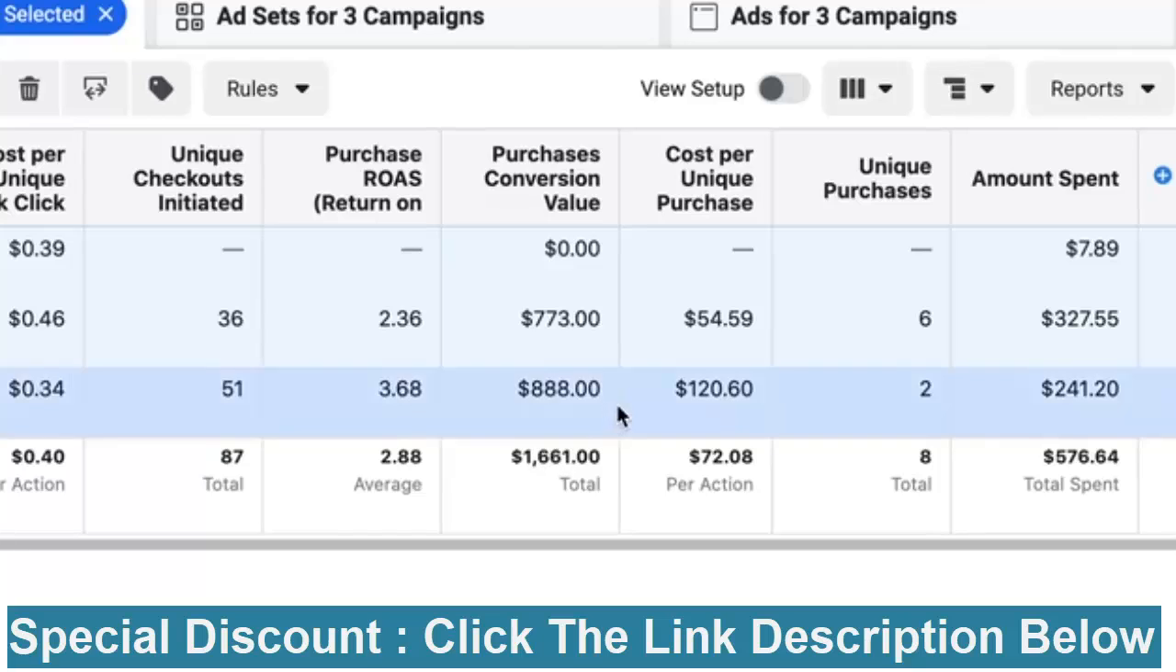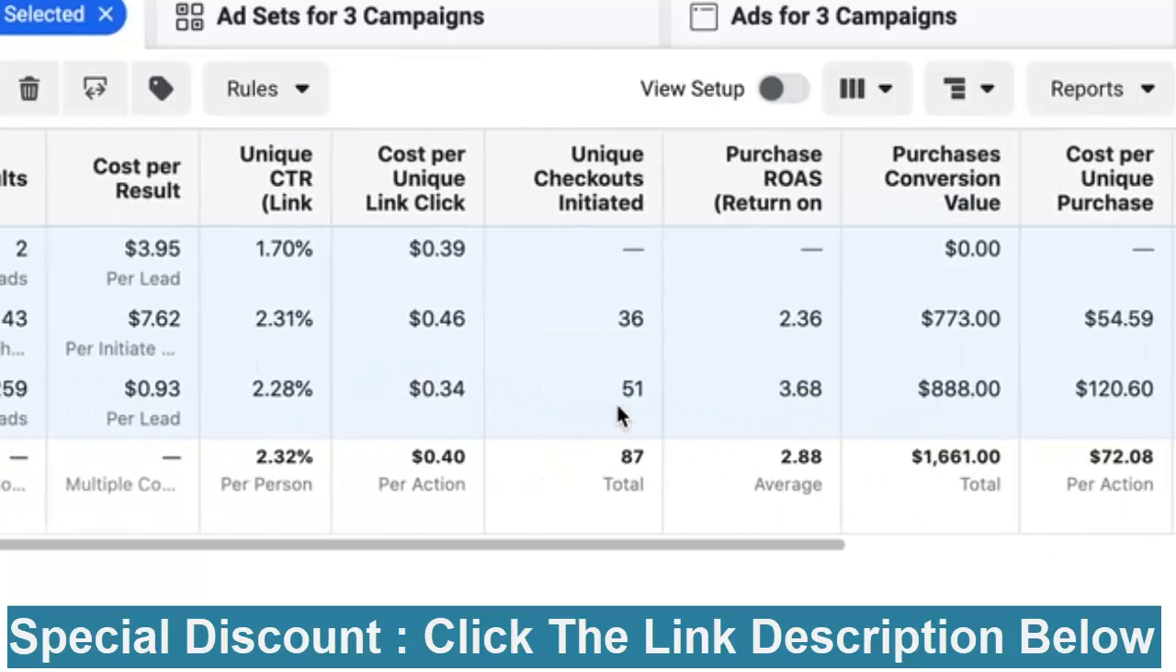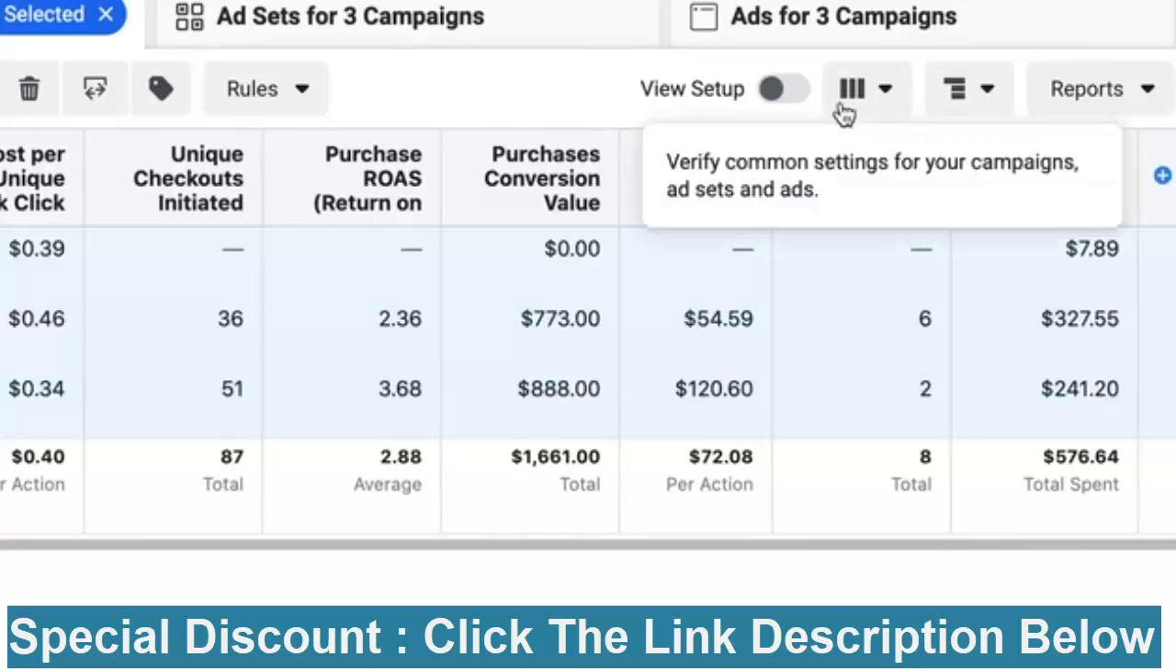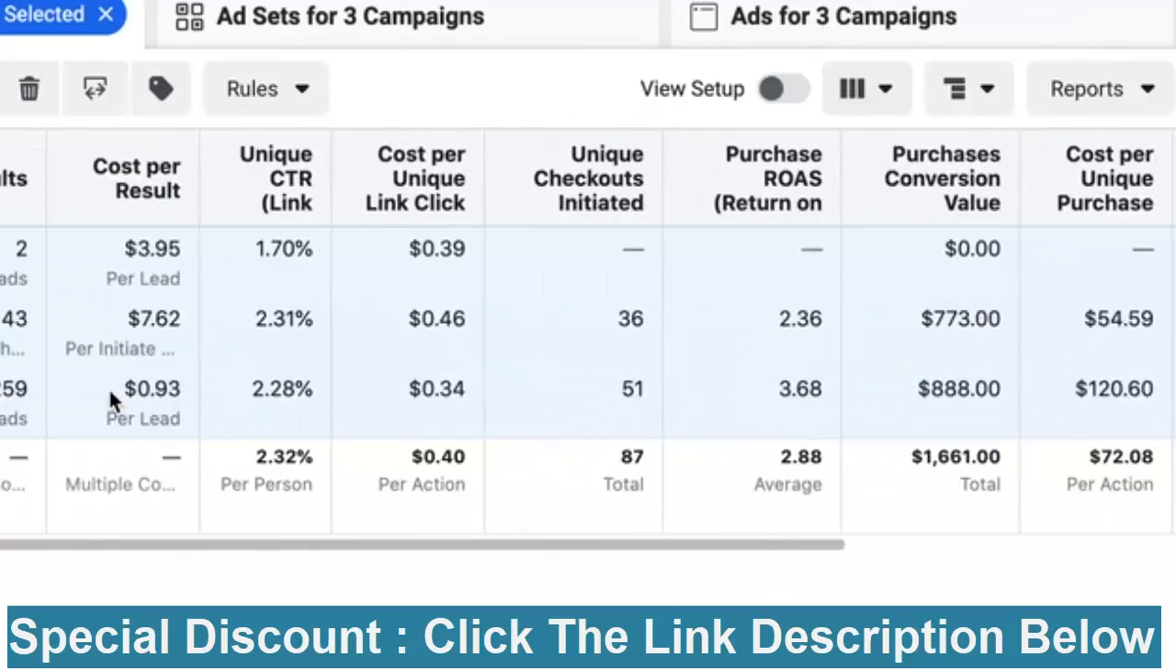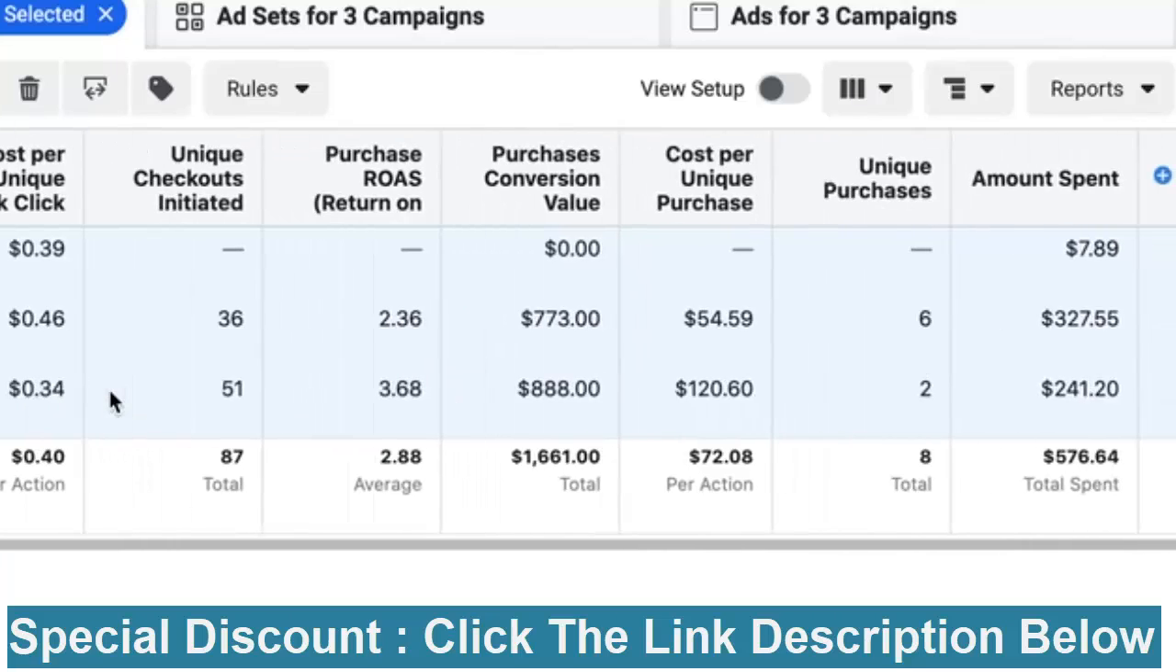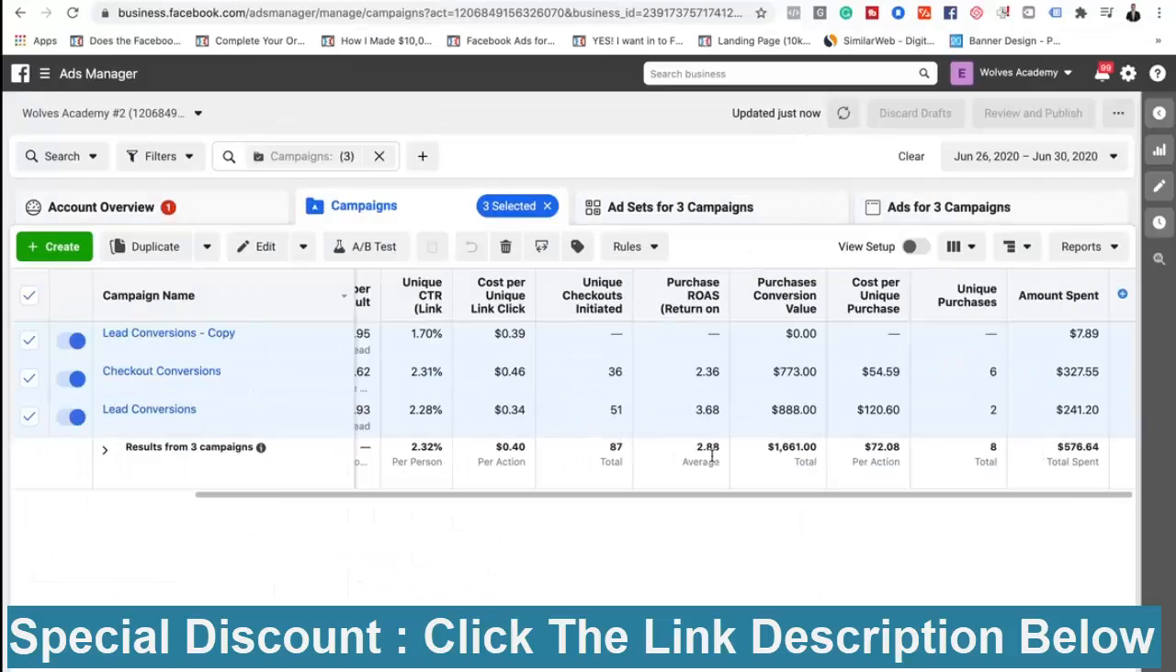We've made $1,661, and our current campaign return on investment, if we go to default tracking, right, our ROI, or return on ad spend, is 2.88. So we're almost getting a 3x return on ad spend, which is pretty good, right? I'm fine with 2, but the more the merrier.